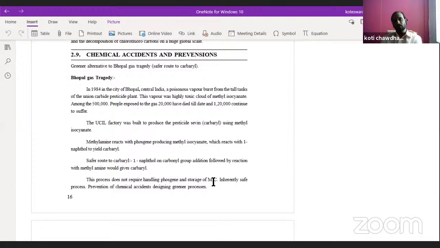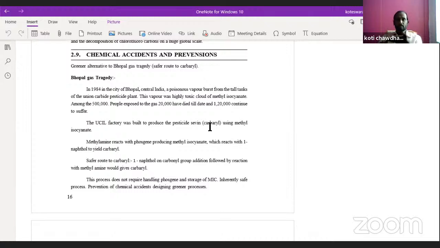For the synthesis of carbaryl, a pesticide, there is a requirement of methyl isocyanate. This methyl isocyanate is produced from phosgene and methylamine. Methylamine is reacting with phosgene. Both methylamine and phosgene are very hazardous chemicals to the environment. Due to that reason, these are stored in high pressure containers.